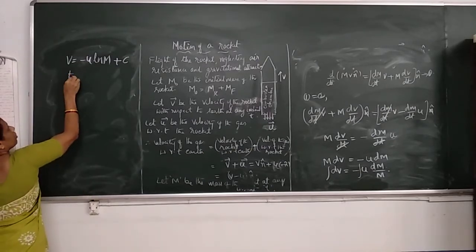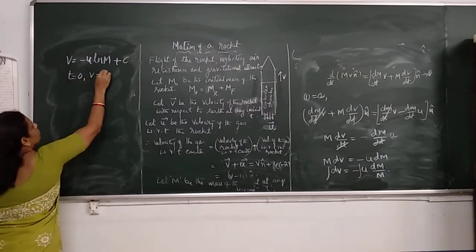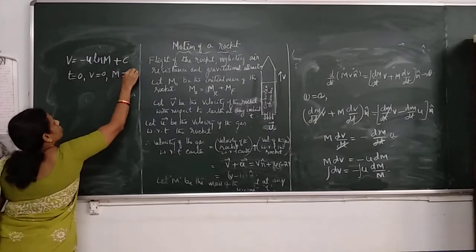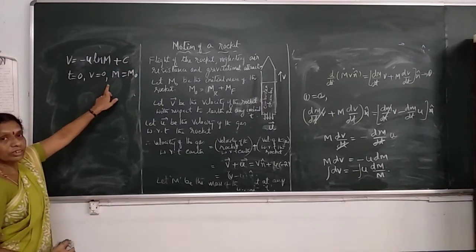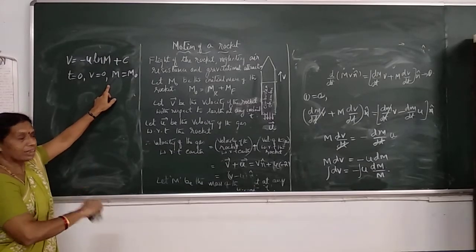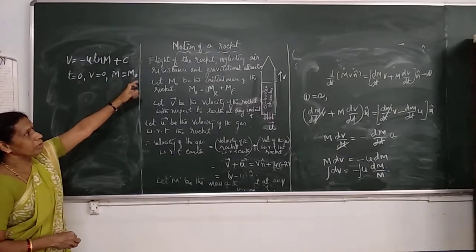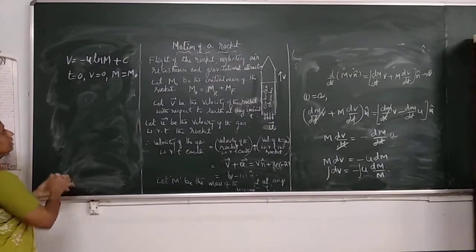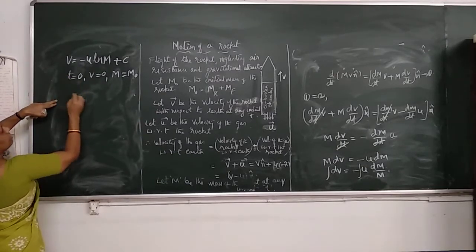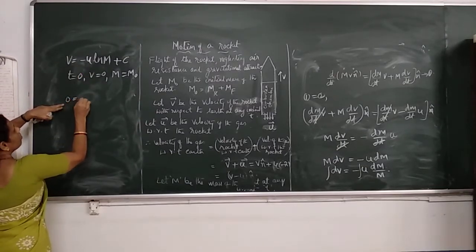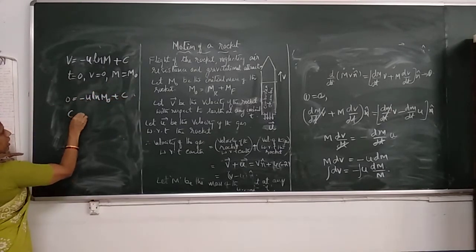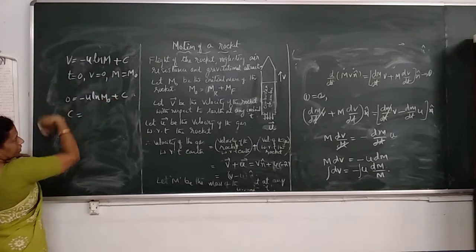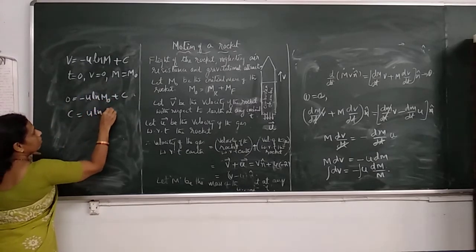To get c, apply the initial condition. When t equal to 0, v is equal to 0 and m equal to m naught. To start with, the velocity of the rocket is 0, it is at rest, and the total mass is the mass of the fuel plus that of the rocket, so m naught. Then 0 is equal to minus u ln m naught plus c, giving c as u ln m naught.